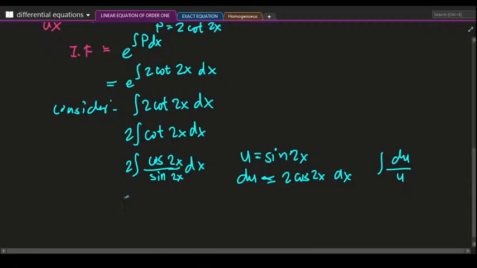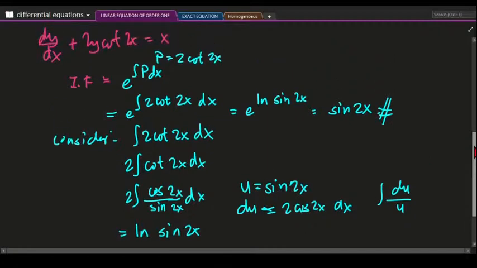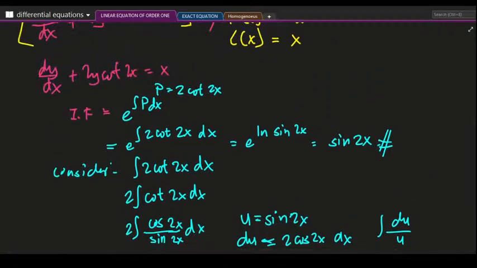So we could say that the integral of this one is ln sine 2x. Then substituting this to the integrating factor, we have e to the ln sine 2x. From our concept of exponential functions, we could drop the e and ln, so we just have sine 2x. So this is now our integrating factor, which we are going to substitute to this equation.